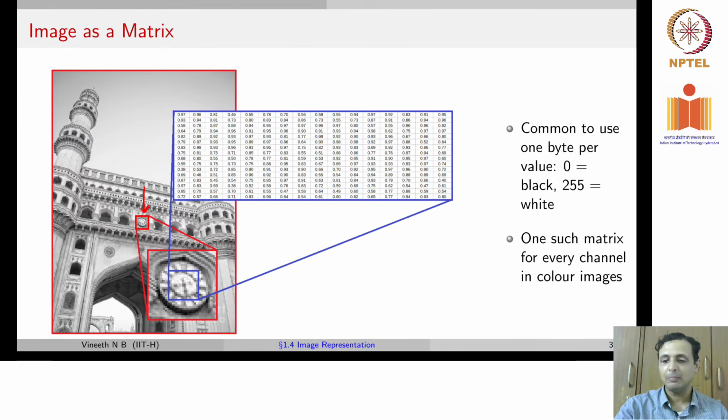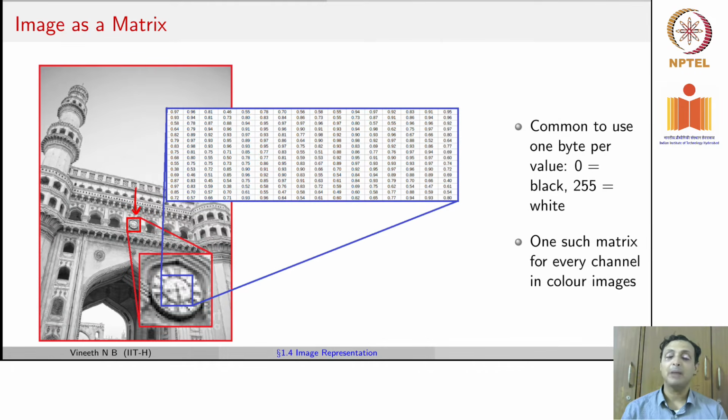While we are talking here about values from 0 to 1, in practice people use a byte for representing each pixel. This means every pixel can take a value between 0 and 255, that is 2 to the power 8, and in practice we also normalize these values between 0 and 1, which is why you see these kinds of values in a representation. Also keep in mind that for every color channel you would have one such matrix. So if you had a red, green, blue image, you would have one matrix for each of these channels.